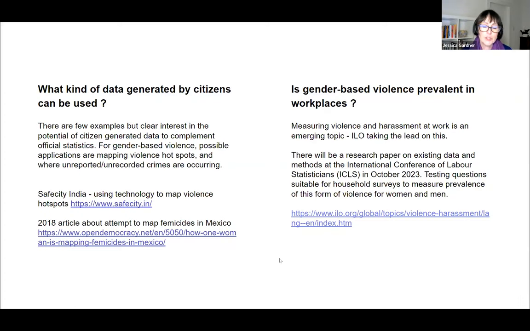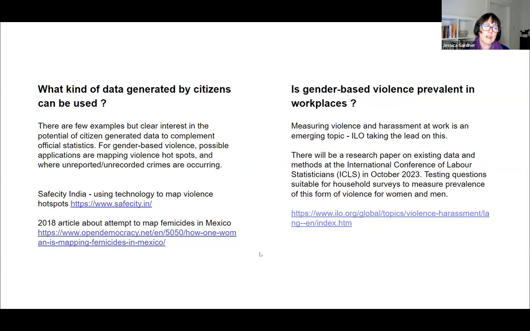Just to acknowledge that we are talking about measurement of a very sensitive and difficult issue, so do take care of yourselves as we discuss these forms of violence. I have just a few minutes. I won't be able to answer all the questions that were posed yesterday, but I have some on slides so you can see the questions that were asked and some of the answers I've formulated. I'll be coming back to the other questions as follow-up to this webinar series.